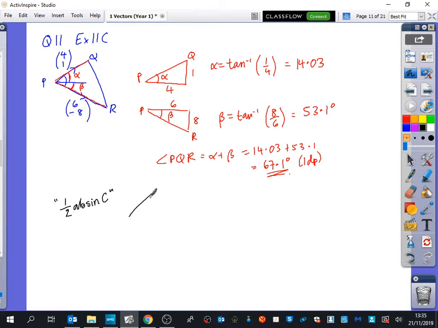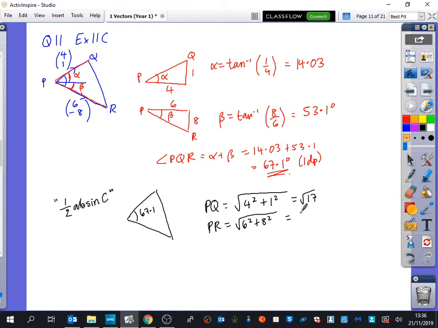So for that triangle, I now have the angle is 67.1. What 2 things do I need to find out then? I need to find some magnitudes. I need to find the magnitude of PQ to find this length, and then the magnitude of PR to find this length. So PQ, how do you find the magnitude of 4, 1? 4 squared plus 1 squared, root 17, and for PR, 6 squared plus 8 squared, which is 10.